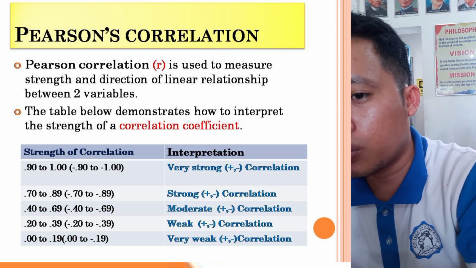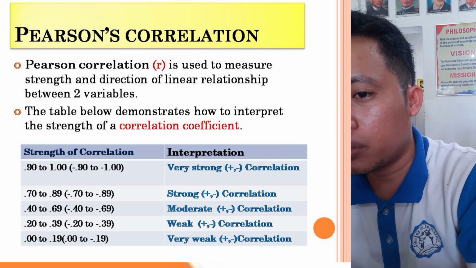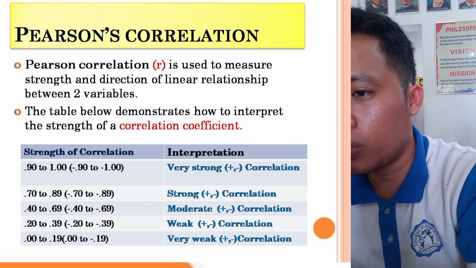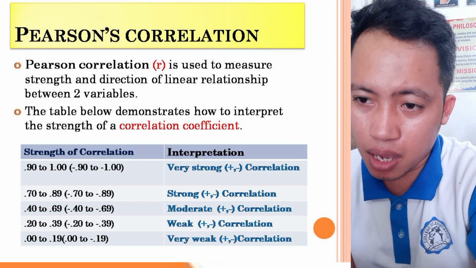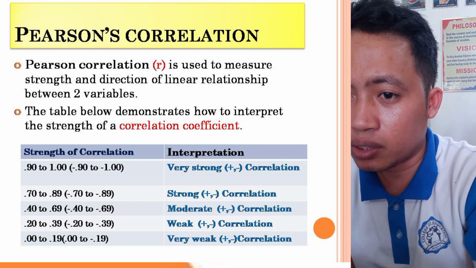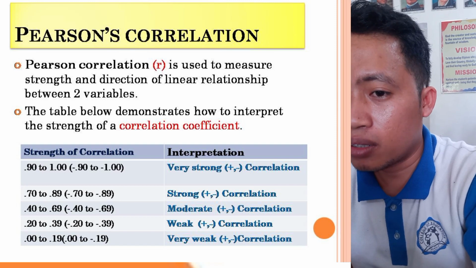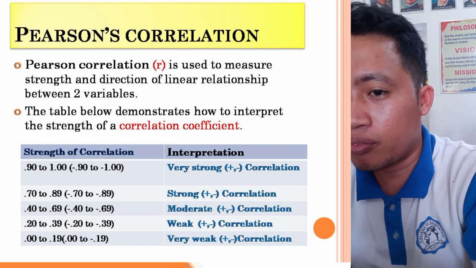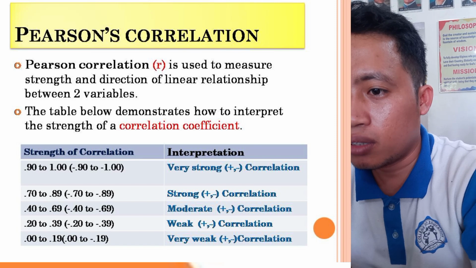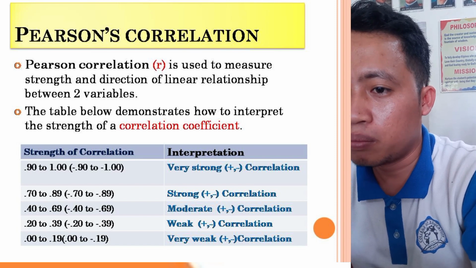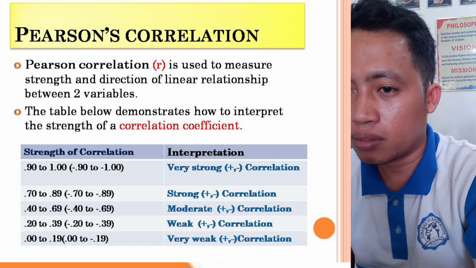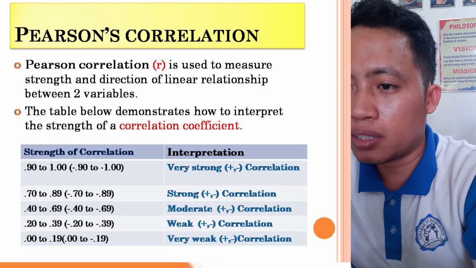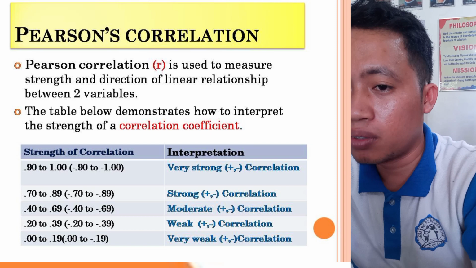If it falls to 0.20 to 0.39, it will become weak positive correlation. Kapag negative naman ang result, then negative correlation. If the value of r falls on 0.40 to 0.69, that is moderate positive correlation. It means moderate lang yung strength nila, but we'll consider the sign, whether that is positive or negative.